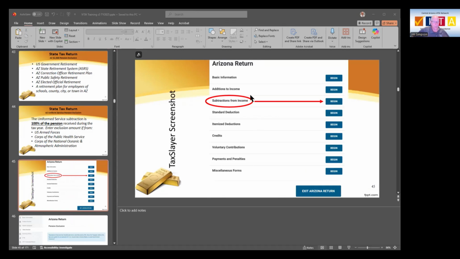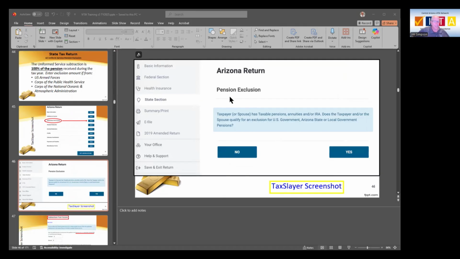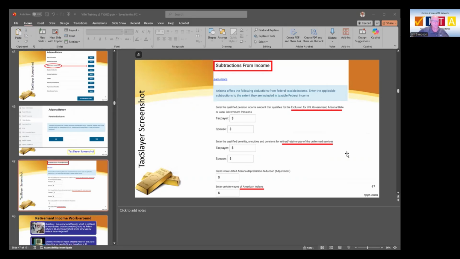Here's where you would do that in the Arizona return. In TaxSlayer, after you do the federal, you go into the Arizona. You can go into subtractions from income. Usually when you enter the Arizona, if you've entered a pension before, it's going to warn you, do they qualify for this? I would say yes. Then it comes into this screen, subtractions from income. Here I can put the exclusion for U.S. government or Arizona state or local government pensions. There's one for the taxpayer and one for the spouse, if they both receive a pension. If it's only the taxpayer, they only get the exclusion here. Here's the one for uniformed services.